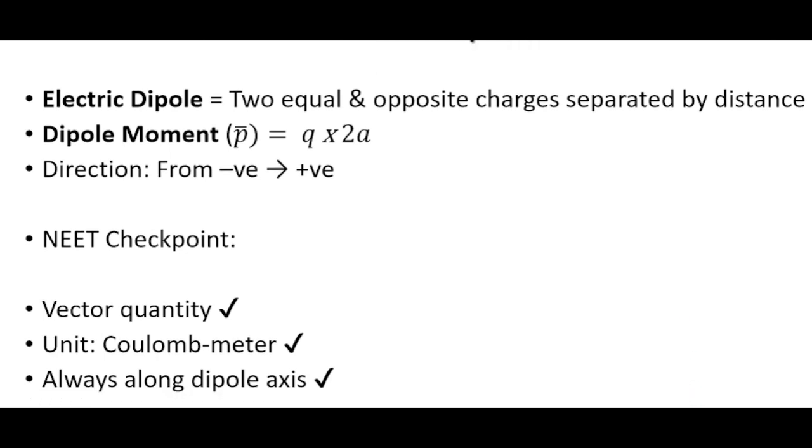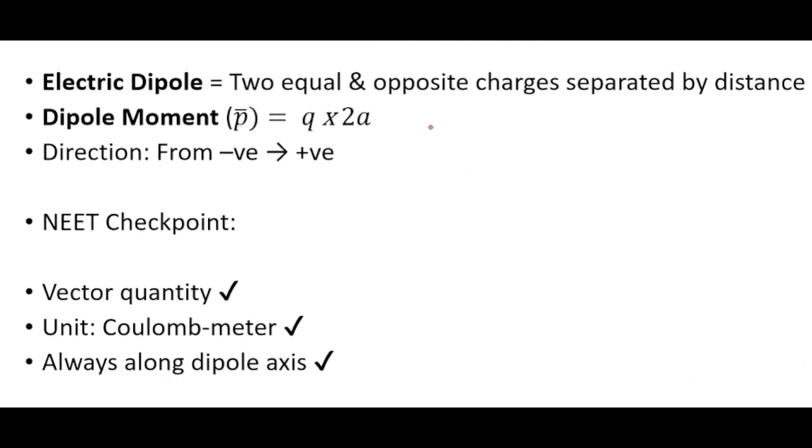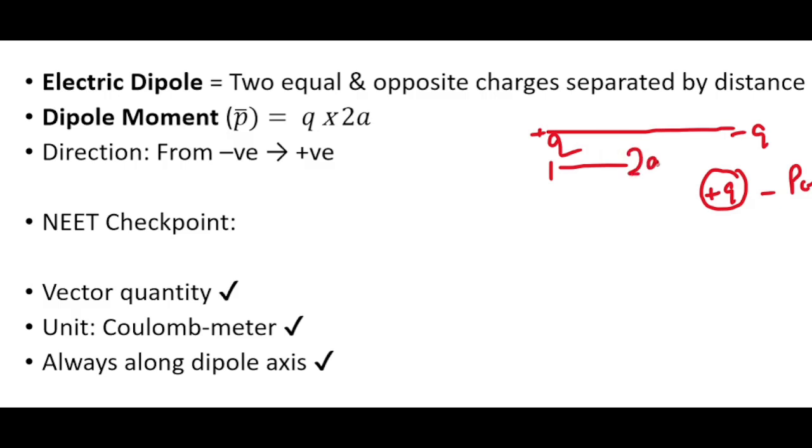Electric dipole. What is a dipole? There are two charges: a charge plus q and another charge minus q. One charge is known as a pole. When two charges are included, then we say dipole. Two poles are included, separated by a distance of 2a. Then this system constitutes a dipole.